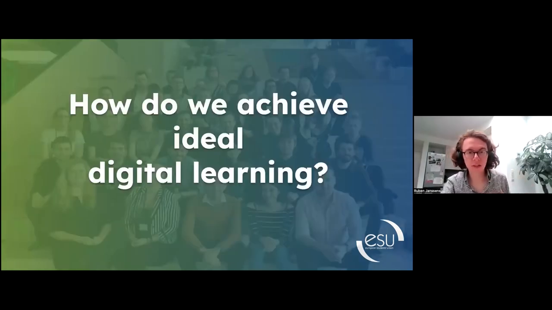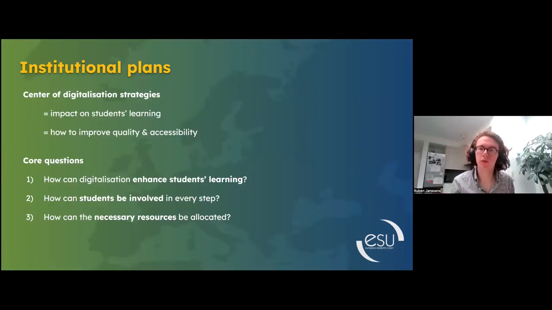So how do we achieve this? Well, a lot of universities have institutional plans, and now is really the time to make this a long-term vision on how to use digitalization in a post-COVID way. And for that, institutions should first of all think what is the impact on students' learning of these digitalization methods, and how can we improve the quality and accessibility of learning? So those are the three questions. One, how can digital learning actually enhance the students' learning?